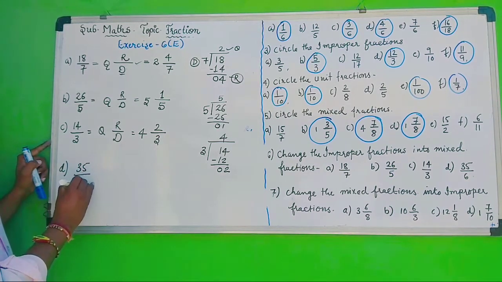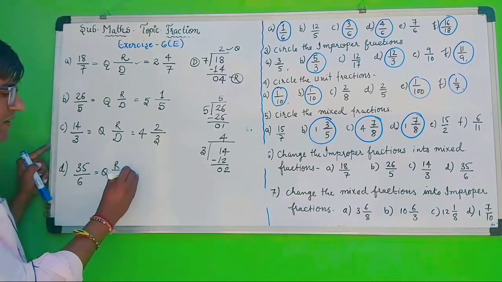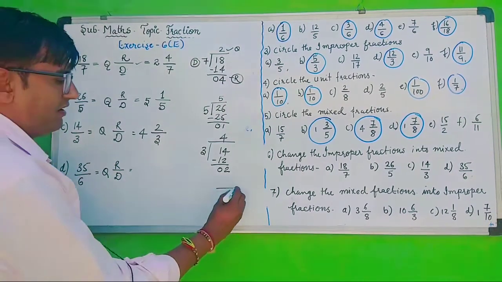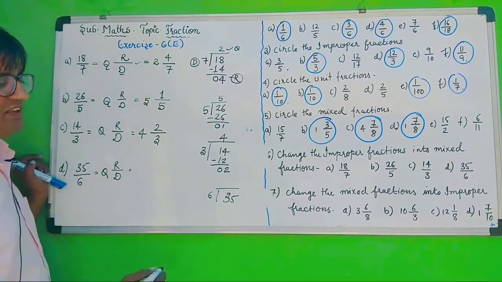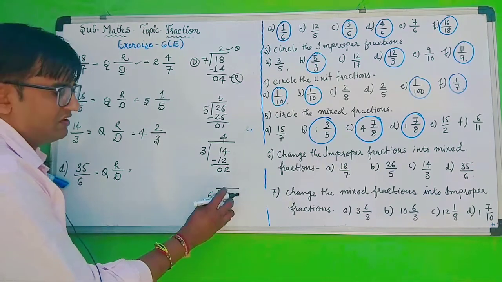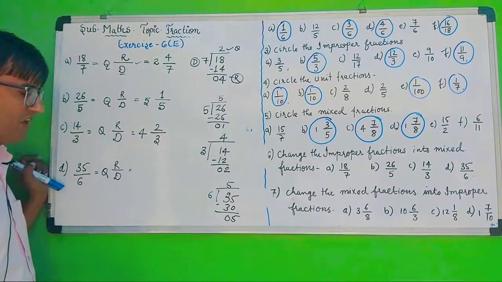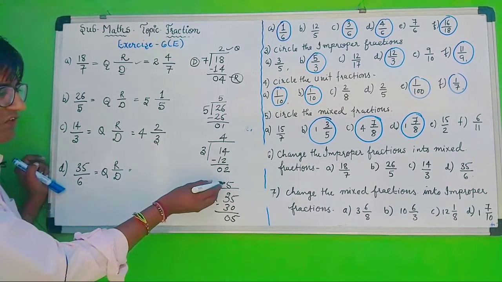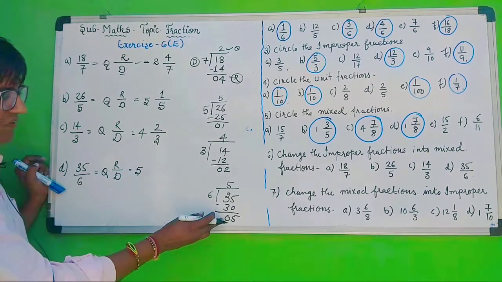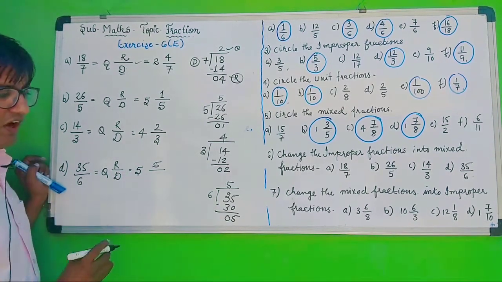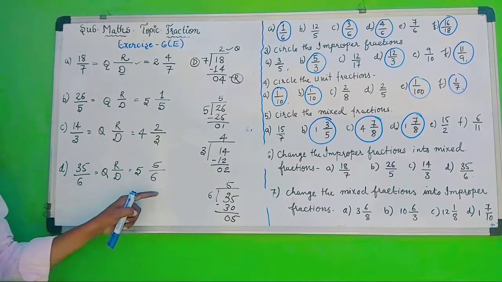35 by 6. Again I am writing here QR by D. Then first of all I will divide 35 by 6. 6 5s are 30, 6 6s are 36. So 6 5s are 30. Here 5. Easily you write down here what is Q. Quotient is 5. What is the remainder? The remainder also 5. What is the divisor? 6. So 5 5 by 6.